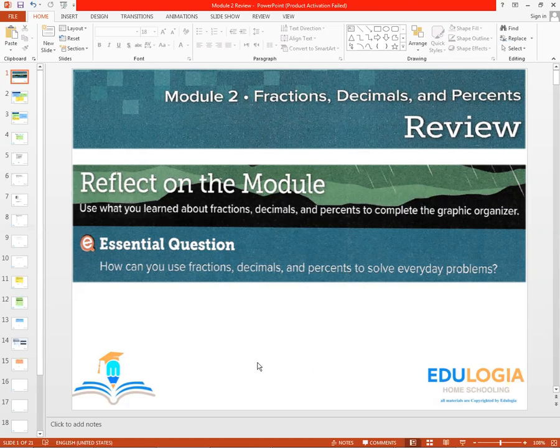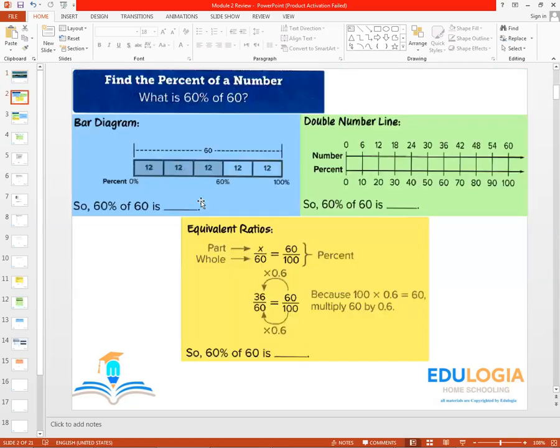And we are about to make a good review today for the whole module number 2. The module about fraction, decimal, and percent. We are going to reflect on the whole module, inshallah. Look here. For example, the first target was find the percent of a number.